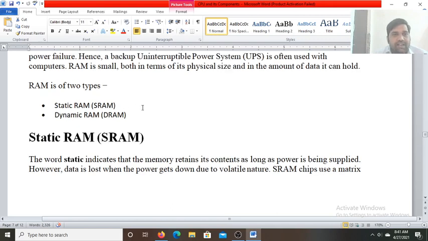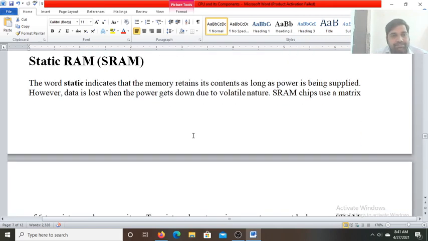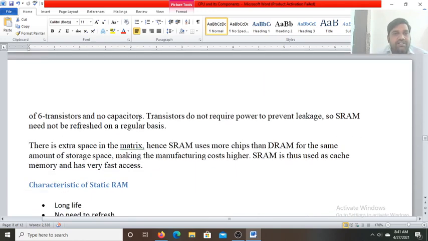RAM is of two types: static RAM and dynamic RAM. Static indicates the memory retains its contents as long as the power is being supplied. As the power is cut, everything will be erased. The data is lost when the power goes down due to the volatile nature. Static RAM chips use a matrix of 6 transistors and no capacitor.